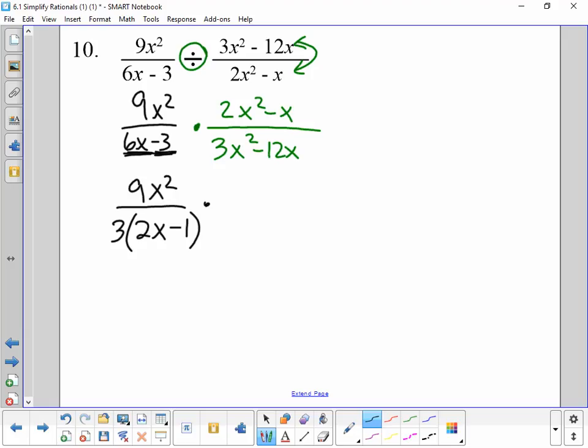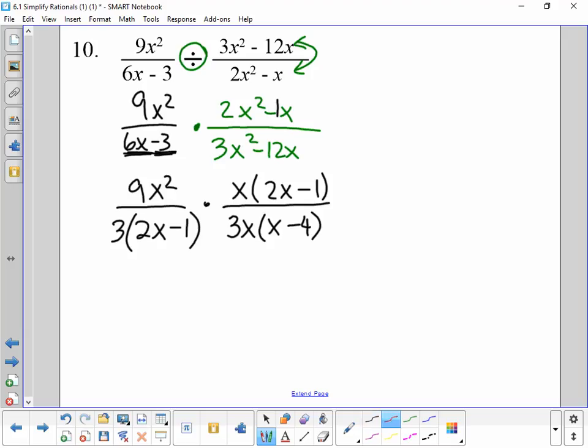In the numerator here, we have a GCF of x. That leaves a 2x minus 1. Don't lose that second term. And in the denominator, it looks like they have a GCF of 3x. And if I factor that out, that leaves an x minus 4.